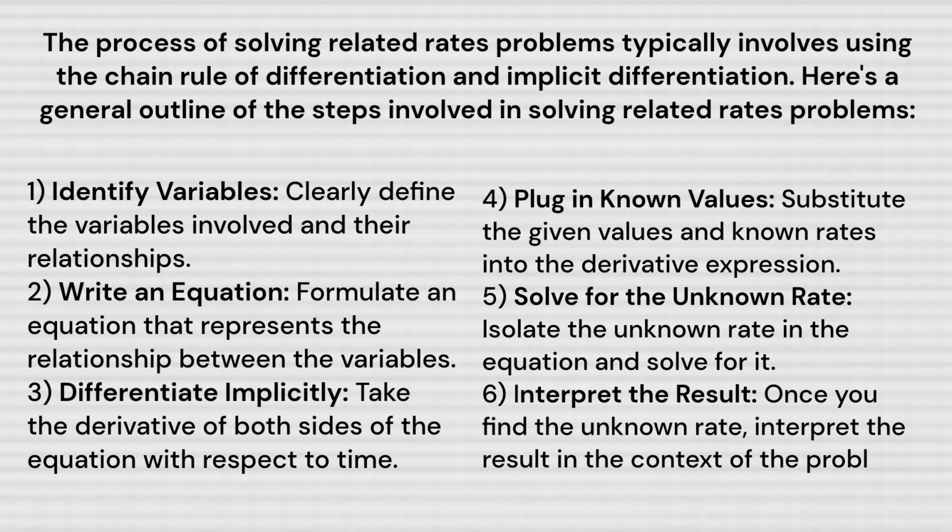Thirdly, differentiate implicitly. Take the derivative of both sides of the equation with respect to time. Fourth, plug in known values. Substitute the given values and known rates into the derivative expression. Fifth, solve for the unknown rate. Isolate the unknown rate in the equation and solve for it. Lastly, interpret the result. Once you find the unknown rate, interpret the result in the context of the problem.